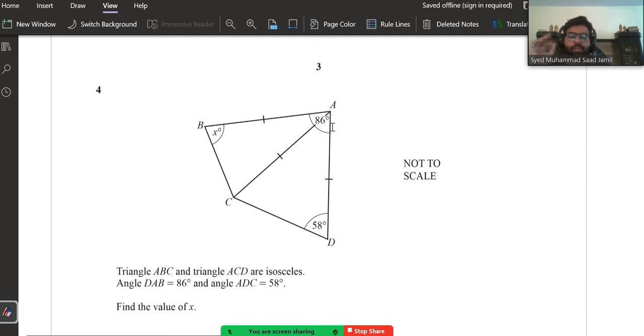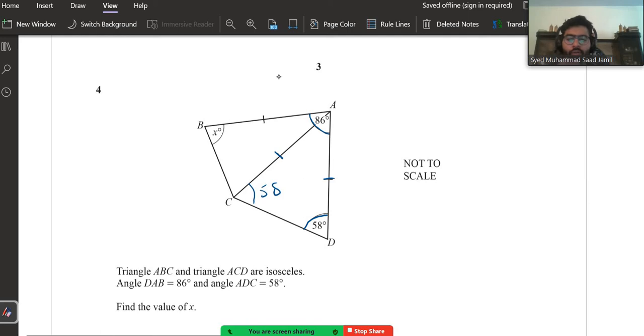Triangle ABC and triangle ACD are isosceles triangles. Angle DAB, this angle is 86, and angle ADC is 58. Okay, find the value of x. No problem, we can easily find it. First and foremost, if you look at this question, these are isosceles triangles. Alright, so if this side is 58 degrees, this side is also going to be 58 degrees.